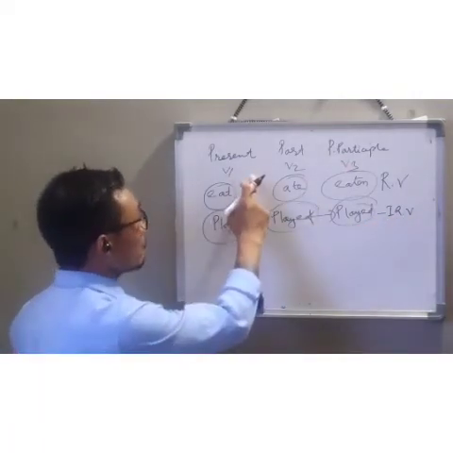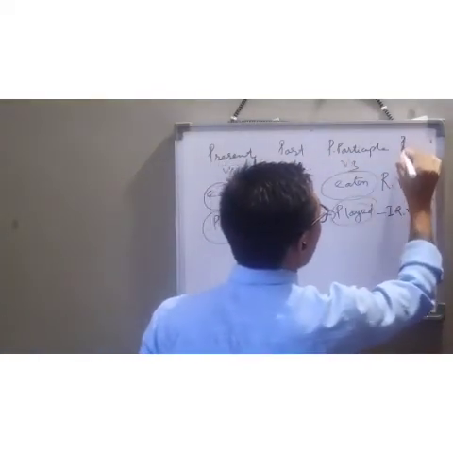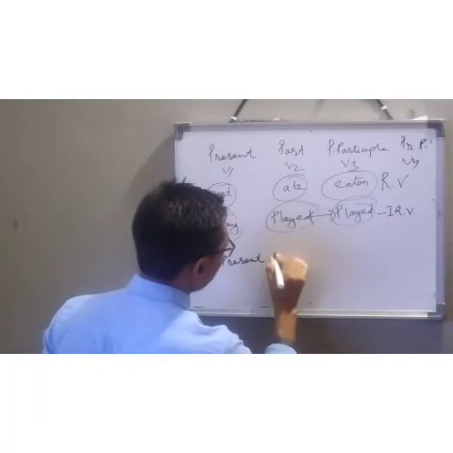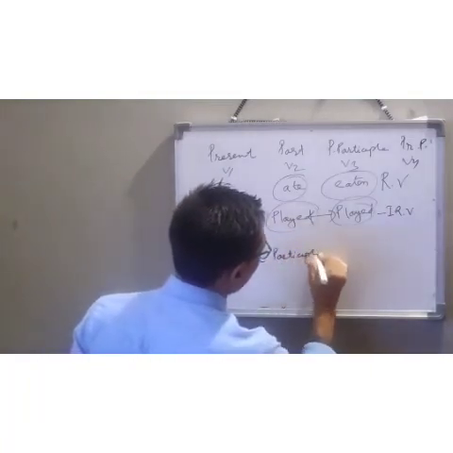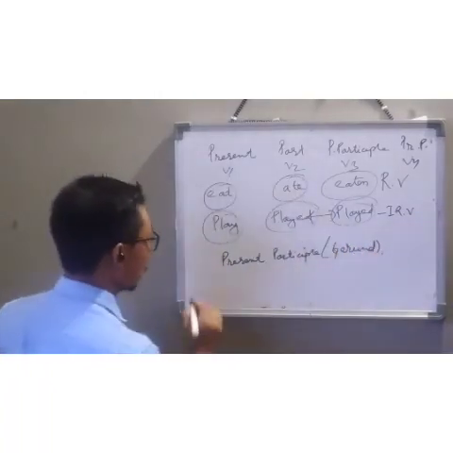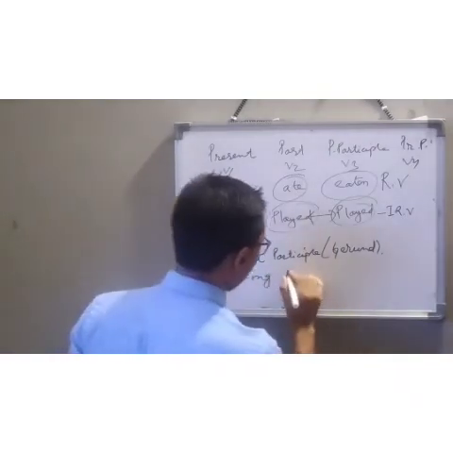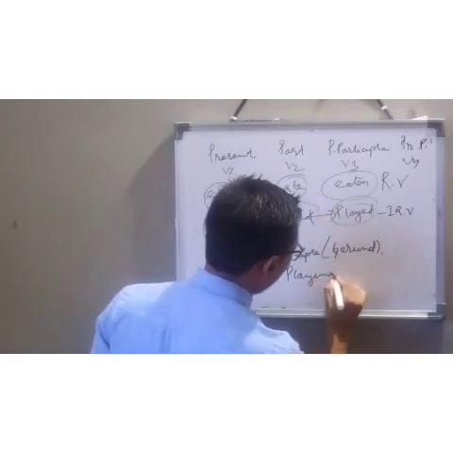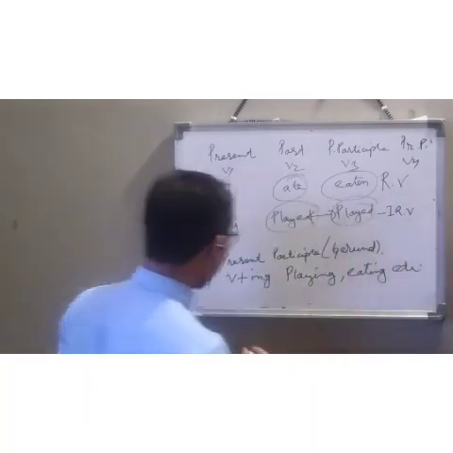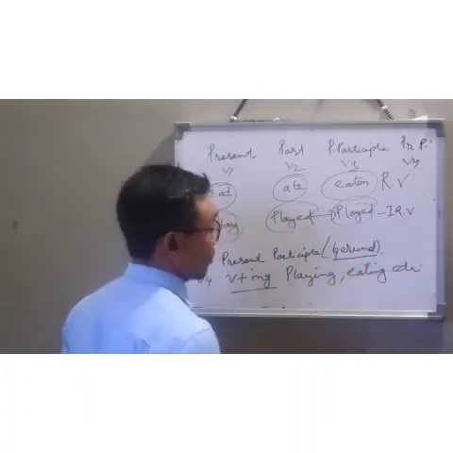So now, apart from this present, past and past participle, there is also one V4, that is present participle. It is also called a gerund, and it is verb plus ing. That is example: play, playing, eating, etc. So all the verbs with this ing form are called present participles, or are also called gerund.